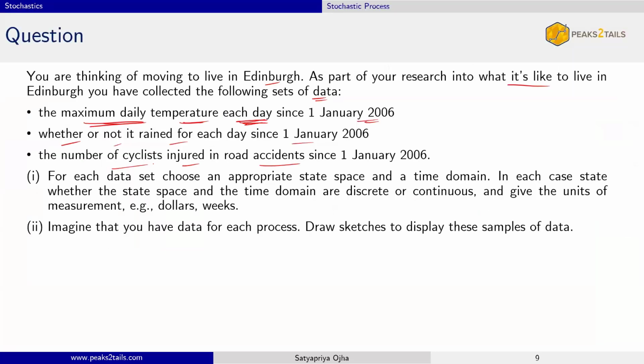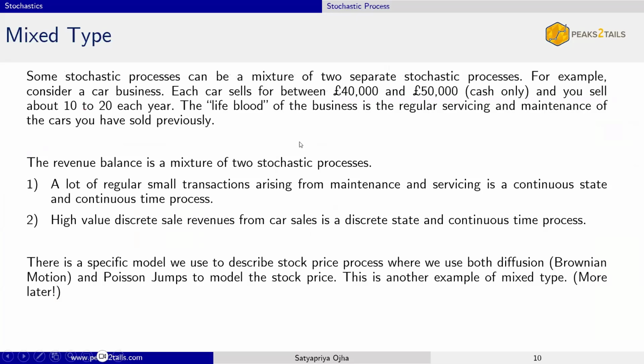Good with this question. Okay. Now this is interesting. Sometimes we have a mixed type. Mixed type basically means that you are combining two different types of stochastic processes together, to accurately model something. So for example, let's consider this.